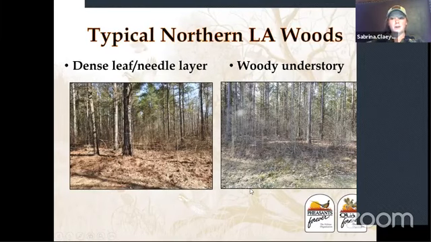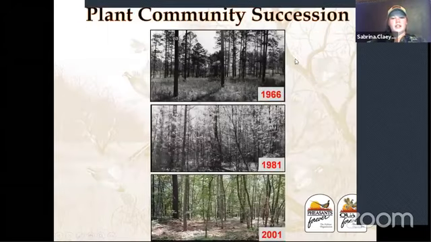Honestly, this is a lot of what Wisconsin looks like. If you've ever just driven down the road, a lot of it looks like this. A lot of trees, it's really thick. There's not a lot of understory vegetation at all. It's just a thicket of pine needles and some shrubs. So, dense leaf and needle layers, and then pretty much just a solid woody understory, when we really want that grass and forb understory.